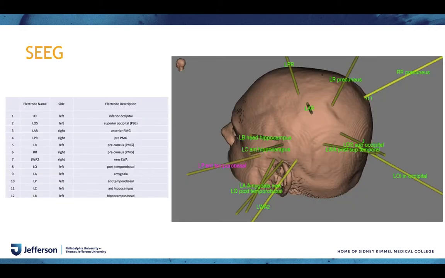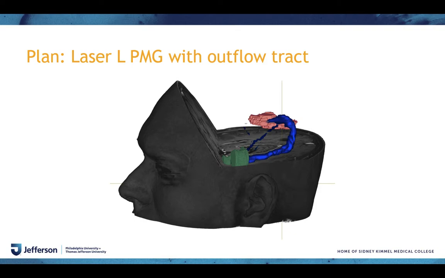An SEEG shows that 2 GTCs and 1 focal unaware seizure originated from the left anterior temporobasal electrode. The plan, therefore, was to do a laser ablation of the left polymicrogyria with the outflow tract.